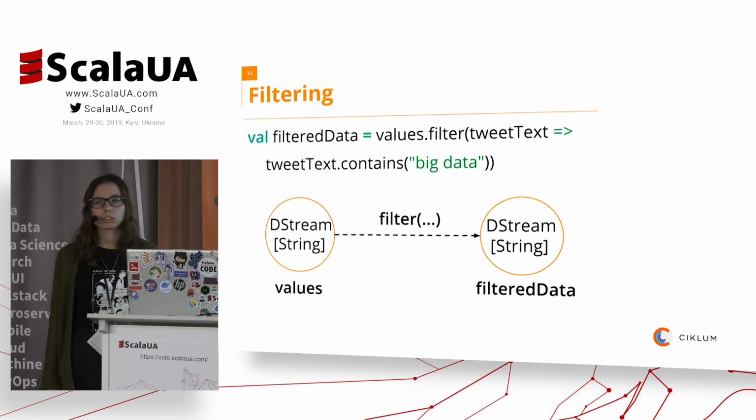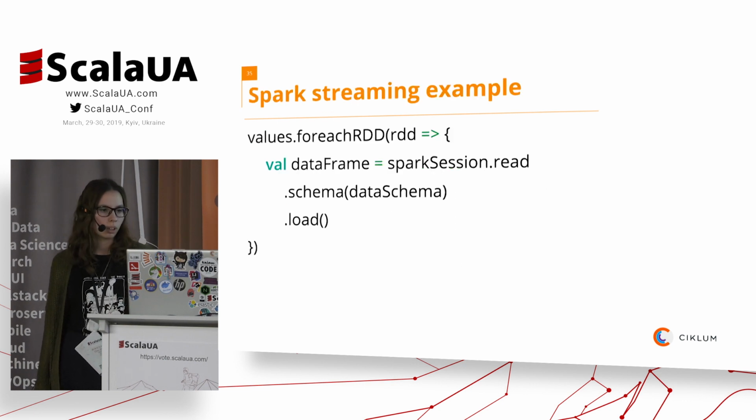Then we can perform multiple transformations. For example, simple filtering, we just call filter on our stream. So we have a DStream of strings as an input and DStream of strings as an output. But we have less data as a result simply because we filter it. So in this case, we just filter the tweets by the big data word.